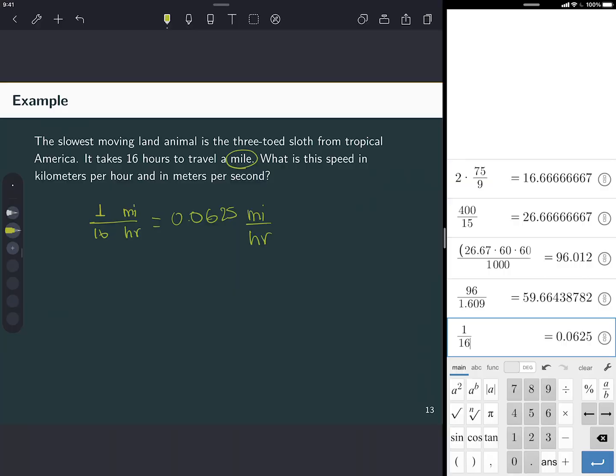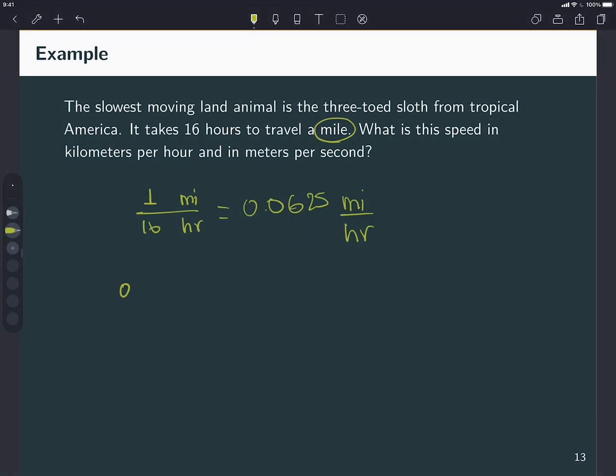The question is, what is the speed in kilometers per hour and meters per second? So in kilometers per hour, I have 0.0625 miles per hour. I want to convert it to kilometers per hour. So all I need to do is convert the miles to kilometers. Remember, 1.609 kilometers is 1 mile. So I want the miles in the bottom, and I want kilometers in the top. And I just need to do that because the miles disappear, and I'll have my answer in kilometers per hour.